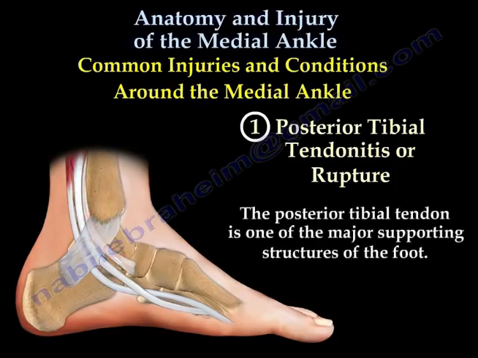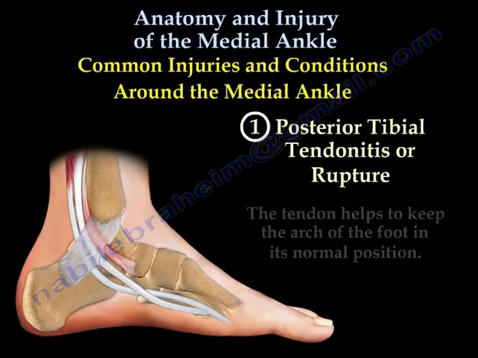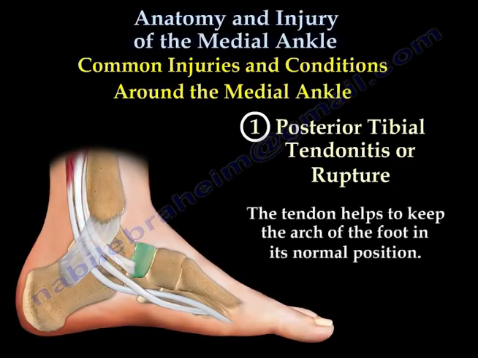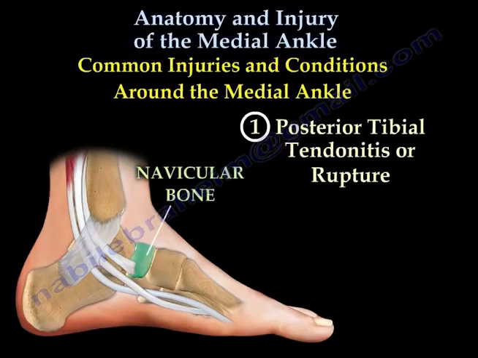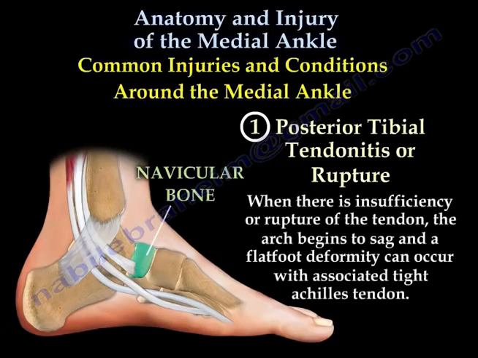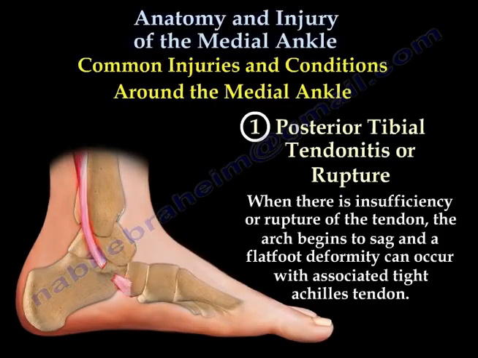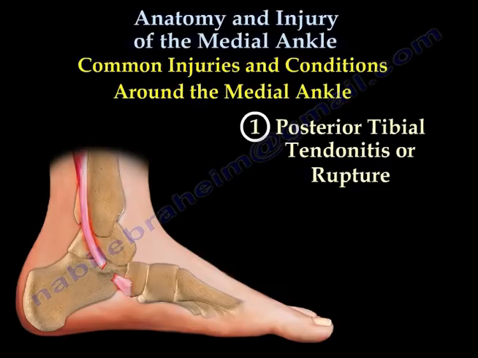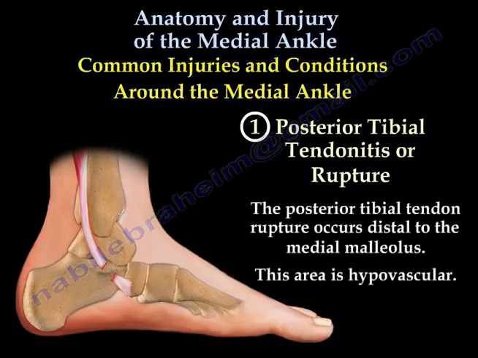The posterior tibial tendon is one of the major supporting structures of the foot. The tendon helps to keep the arch of the foot in its normal position. When there is insufficiency or rupture of the tendon, the arch begins to sag and a flat foot deformity can occur with associated tight Achilles tendon. The posterior tibial tendon rupture occurs distal to the medial malleolus.